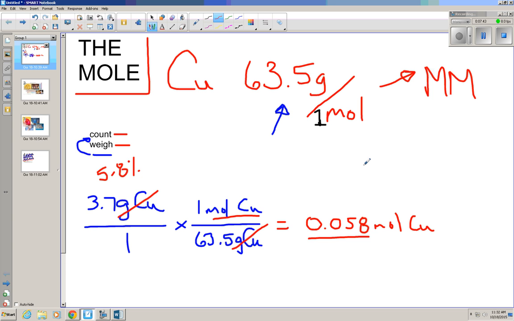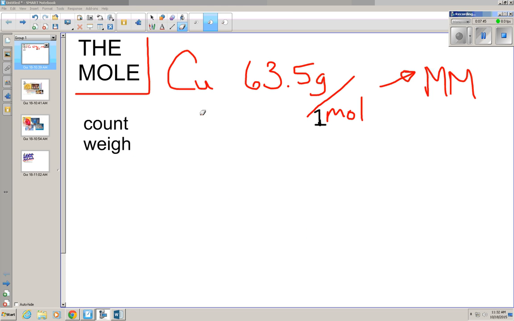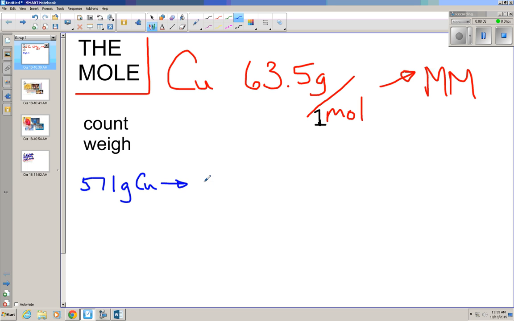Let's try something even crazier. Okay, so this is as crazy as it gets. Let's say I'm going to give you another number here, and I'm making this one up. What do you want me to go, high or low? All right, I'm going to go high. Let's say I have 571 grams of copper, and that's a lot of copper. Can you convert this from grams to, wait for it, atoms?